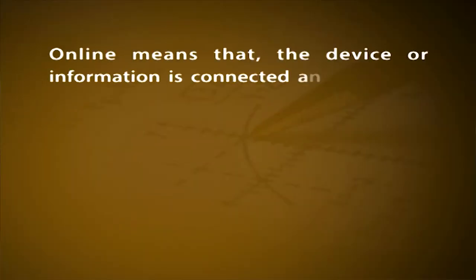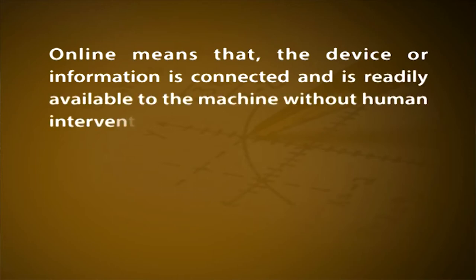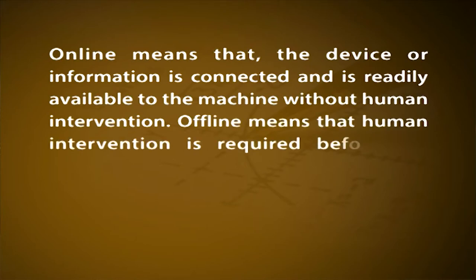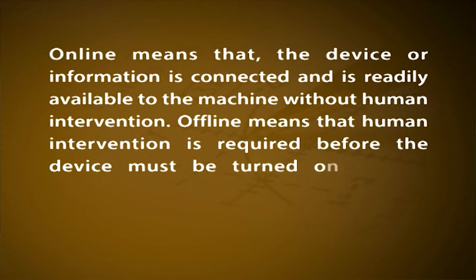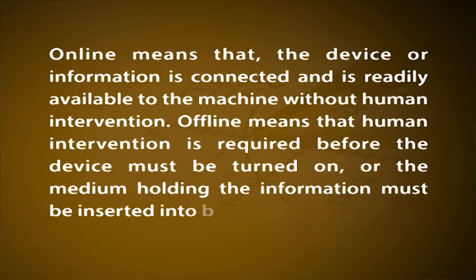The terms online and offline are often used to describe devices that can be either attached or detached from a machine. Online means that the device or information is connected and is readily available to the machine without human intervention. Offline means that human intervention is required before the device can be used, such as the device being turned on or the medium holding the information being inserted into some mechanism.